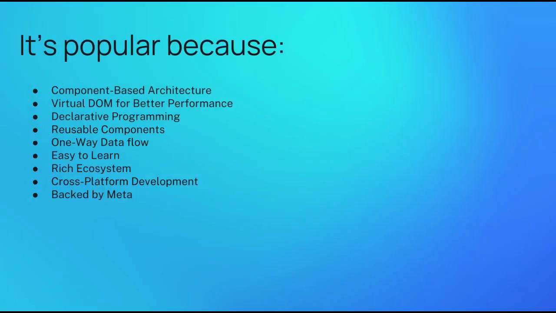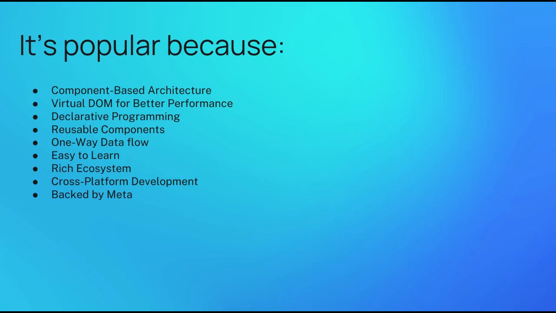Why ReactJS is so popular? ReactJS is popular because it makes it easier to build fast, scalable, and maintainable web applications. Here's the list of features that made it popular. First is component-based architecture. React applications are built using components, which are independent, reusable pieces of UI. Example: navbar, sidebar, footer, login form. Instead of writing the same code multiple times, you create a component once and reuse it throughout the application.